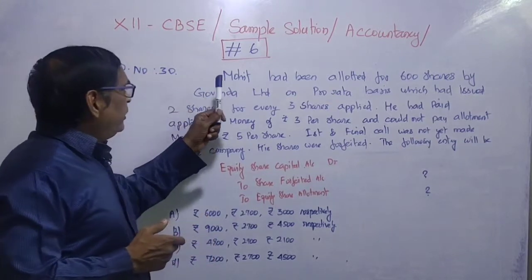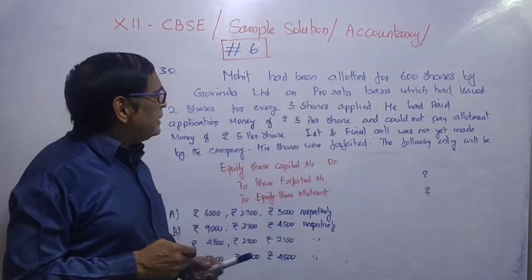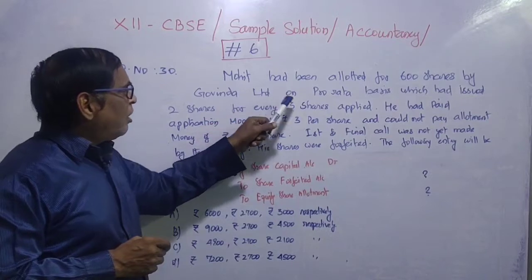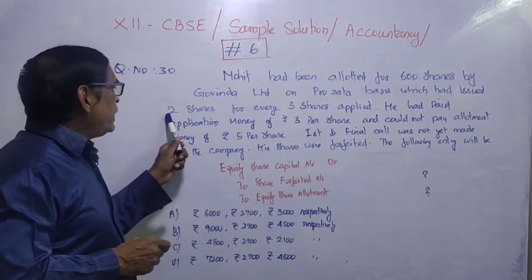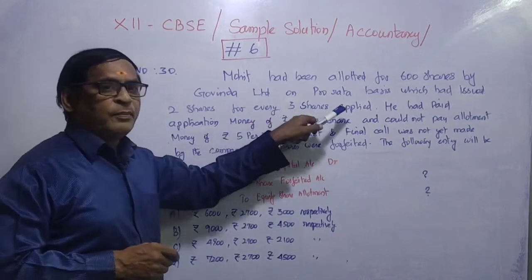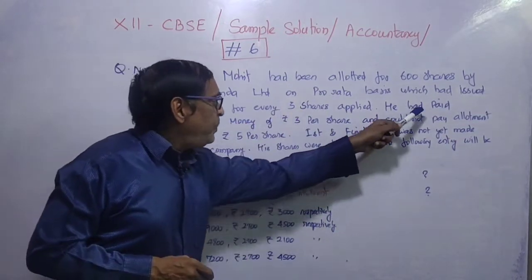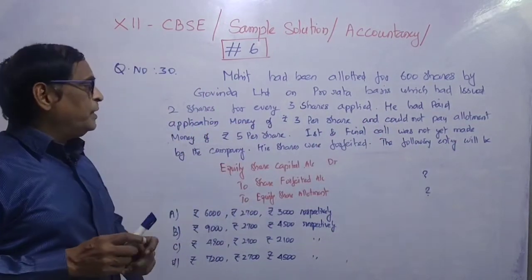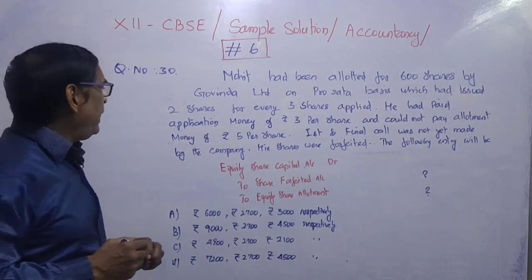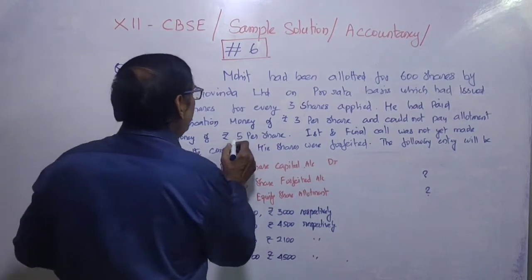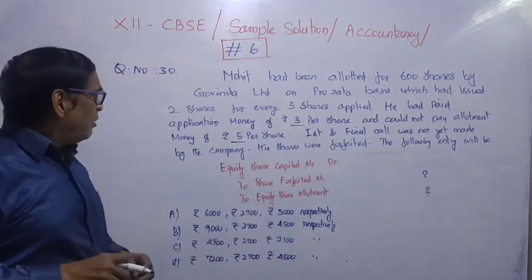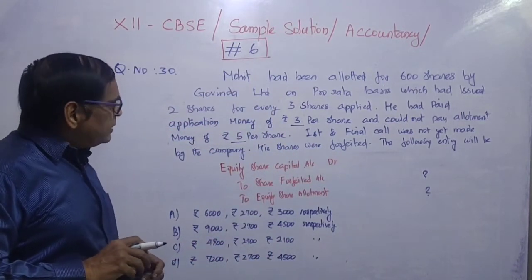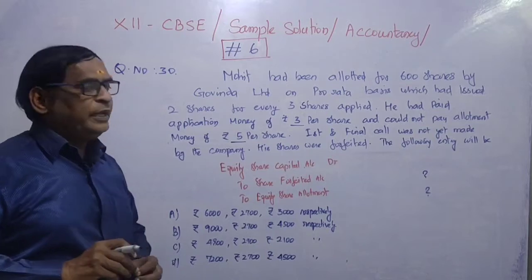Question number 30. Mohit had been allotted 600 shares by Govinda Limited on pro rata basis. Pro rata basis means 2 shares for every 3 shares applied. He had paid application money of rupees 3 and then could not pay the allotment money of rupees 5. The first and final call was not yet made by the company. His shares were forfeited. The following entry will be.